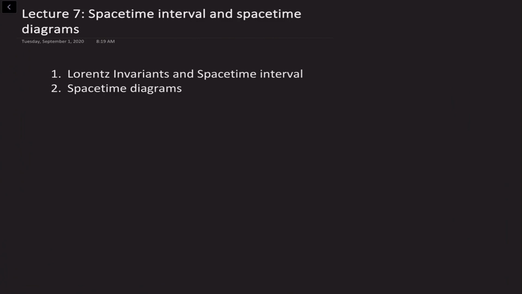Then we will talk about the concept of space-time diagrams. How can we graphically represent events that are occurring in space and time? We will find this very useful when we try to understand various paradoxes that arise in the considerations of special relativity.